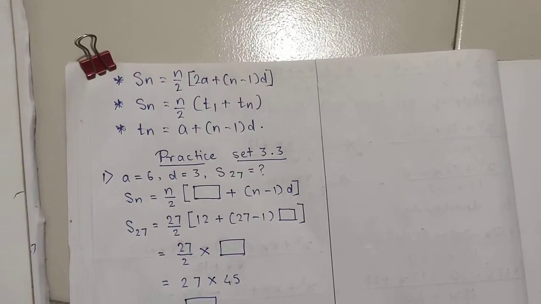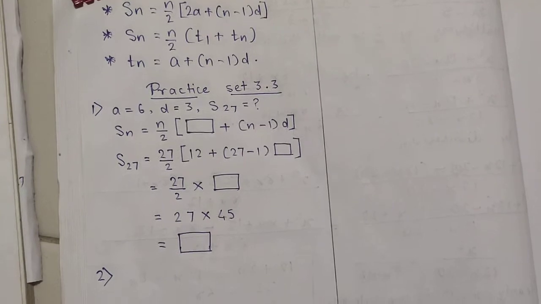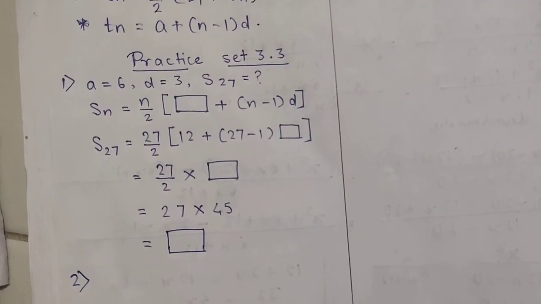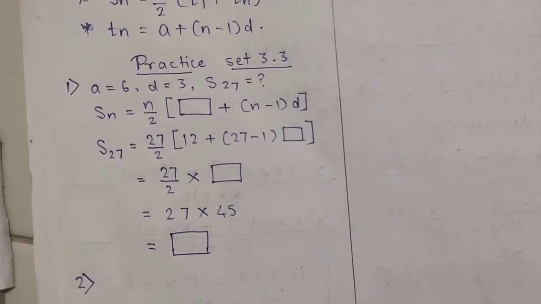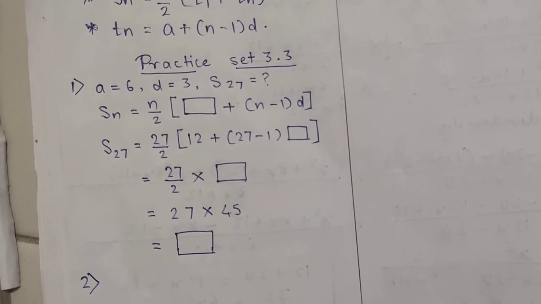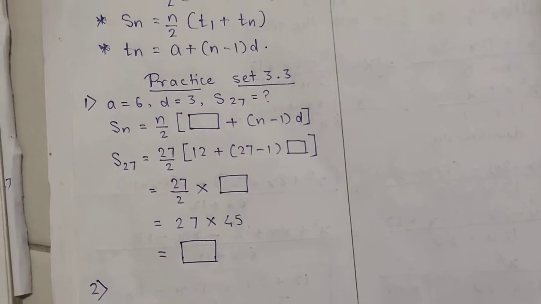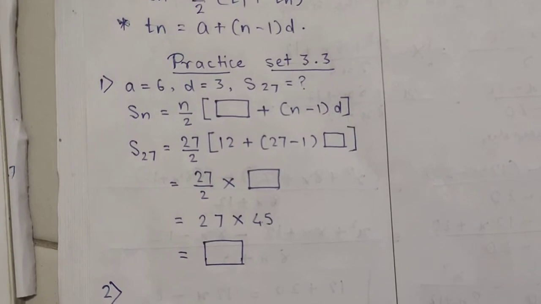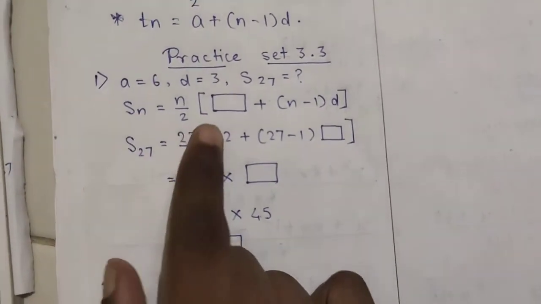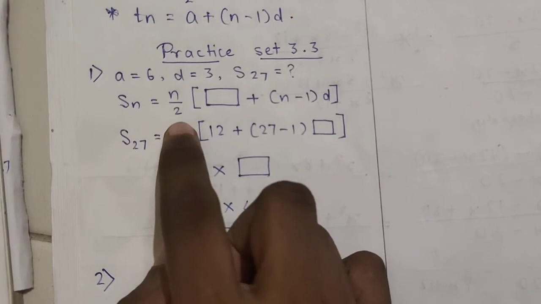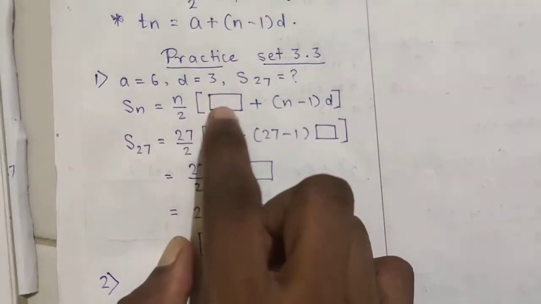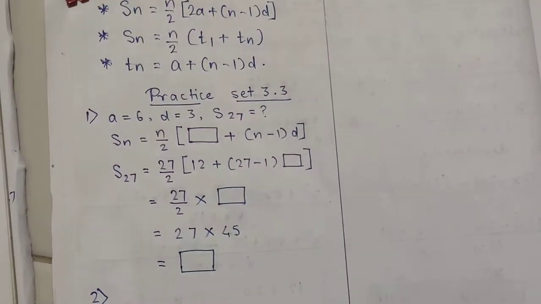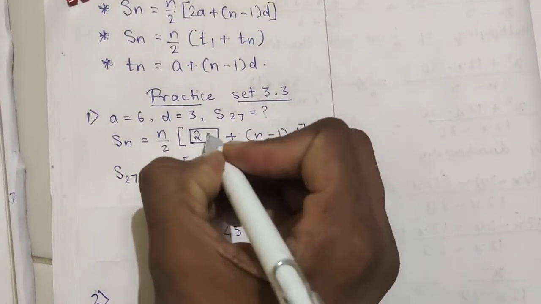Now let us see the first question of practice set 3.3. This is activity type. What is given to you? Value of a, value of d, and you have to find out S27. Let us see what we are supposed to fill in the boxes. First thing, the Sn formula is there. So Sn is equal to n upon 2 [ ]. Here you are going to write 2a, because in the formula you can see 2a is there. So in the first box 2a will come.